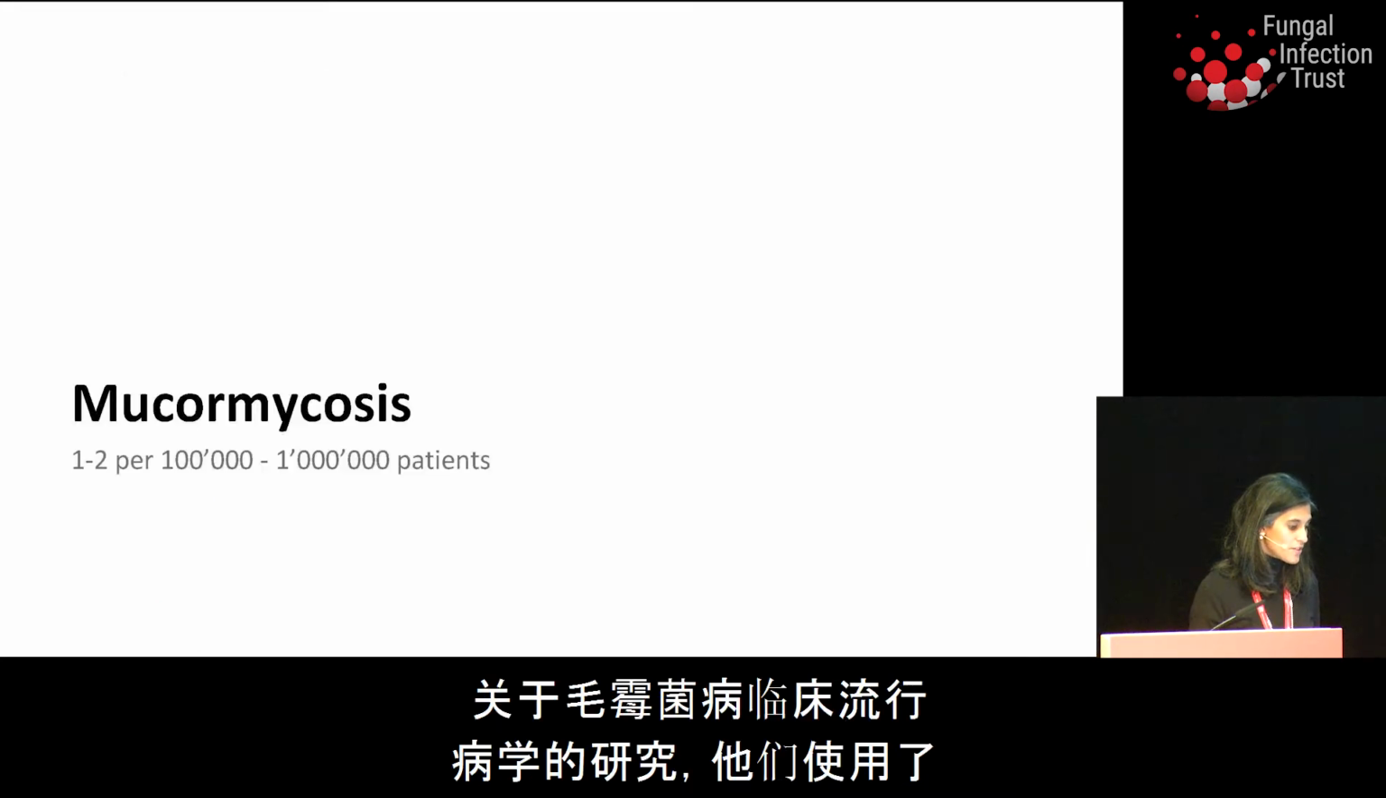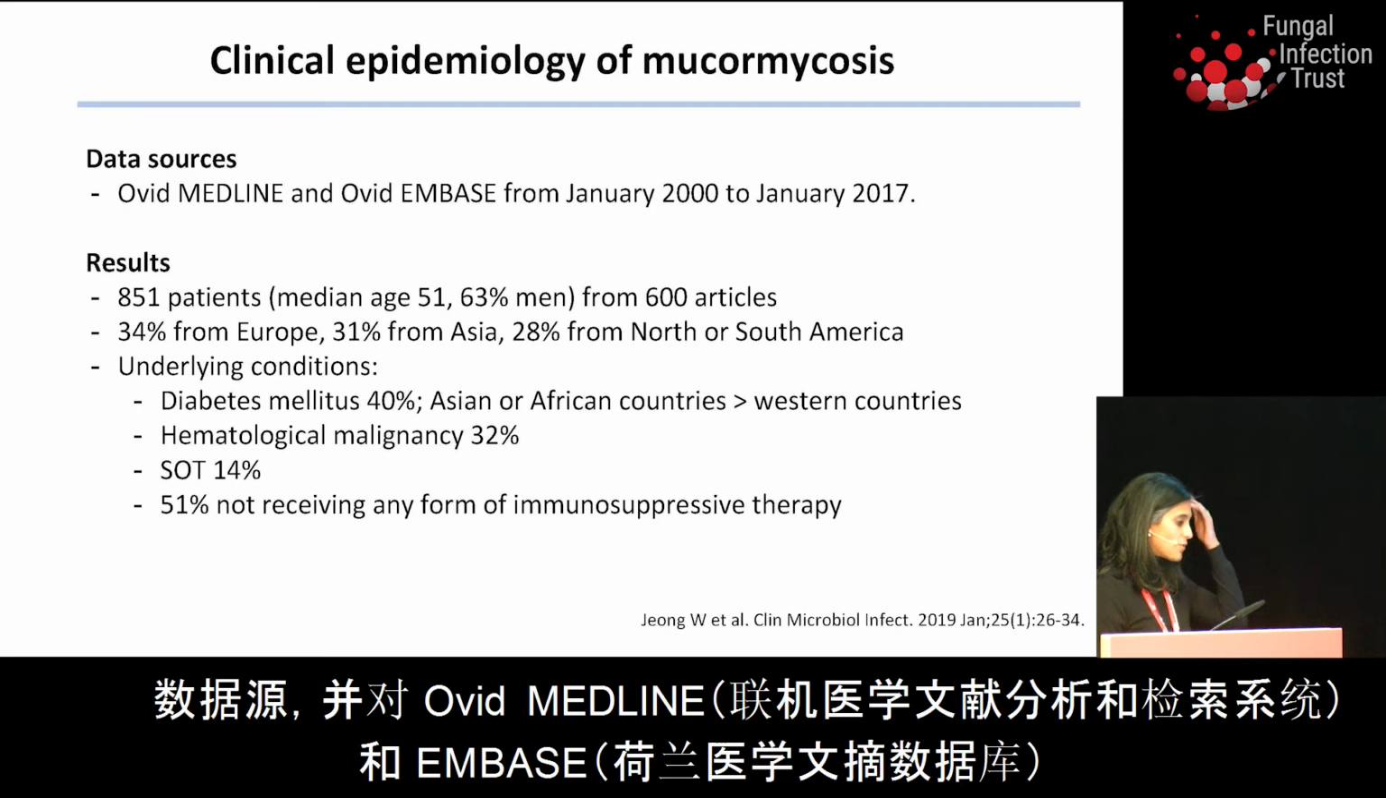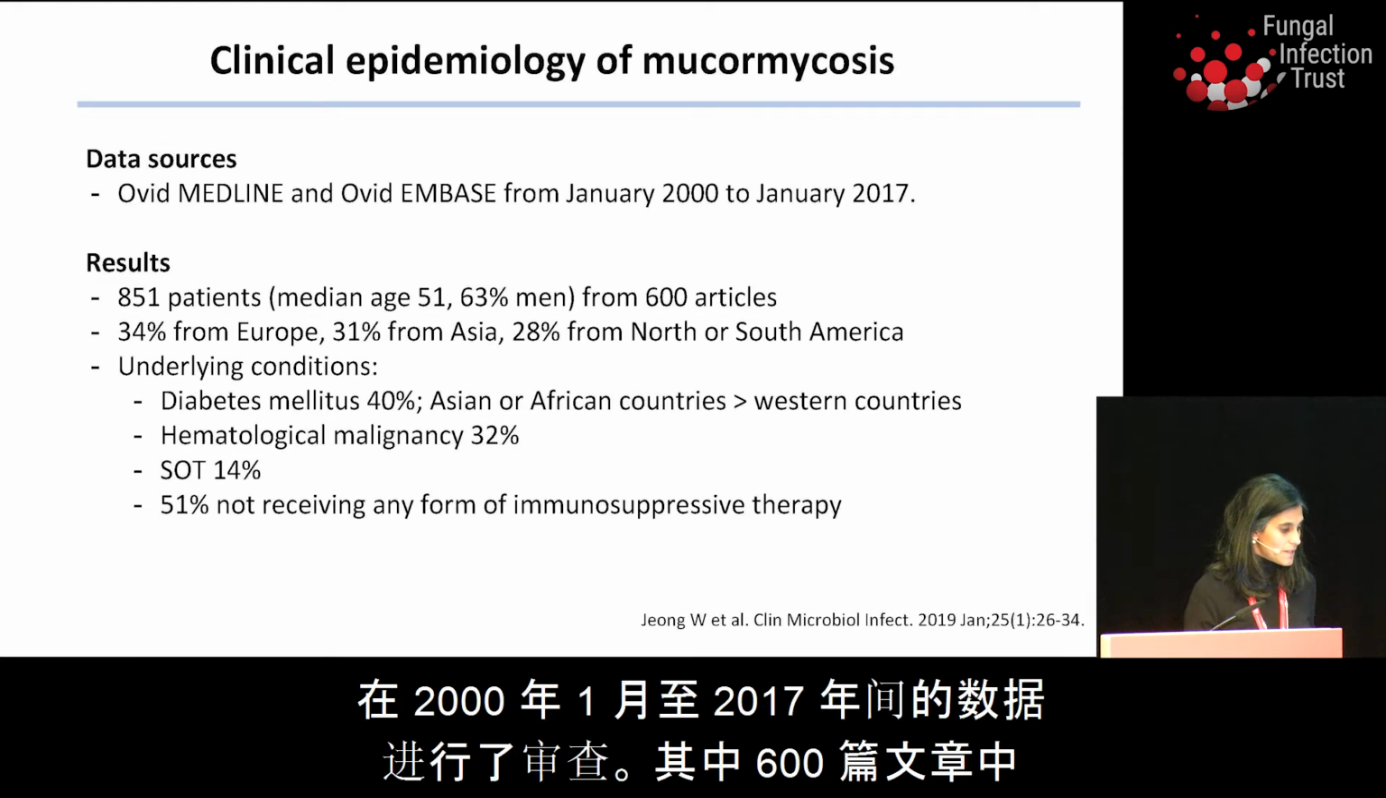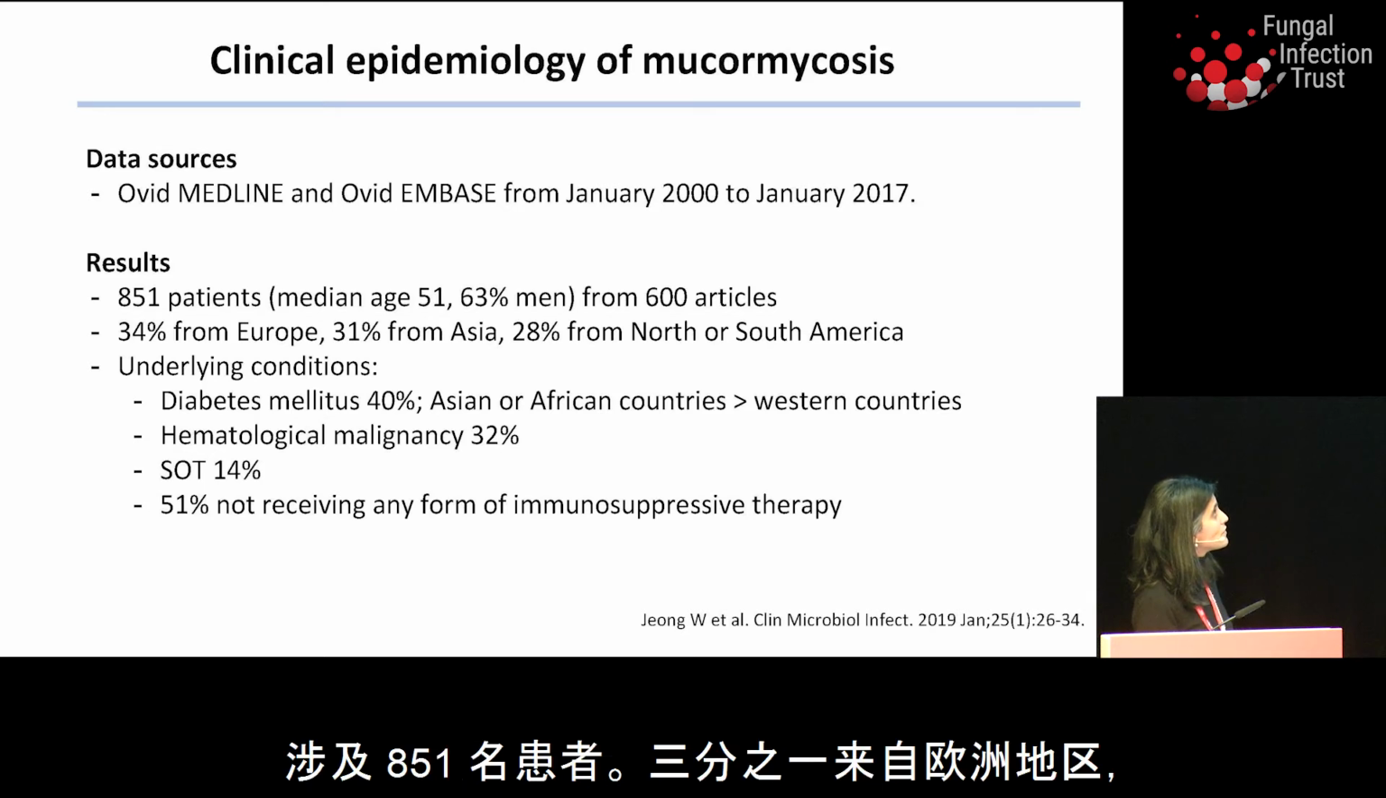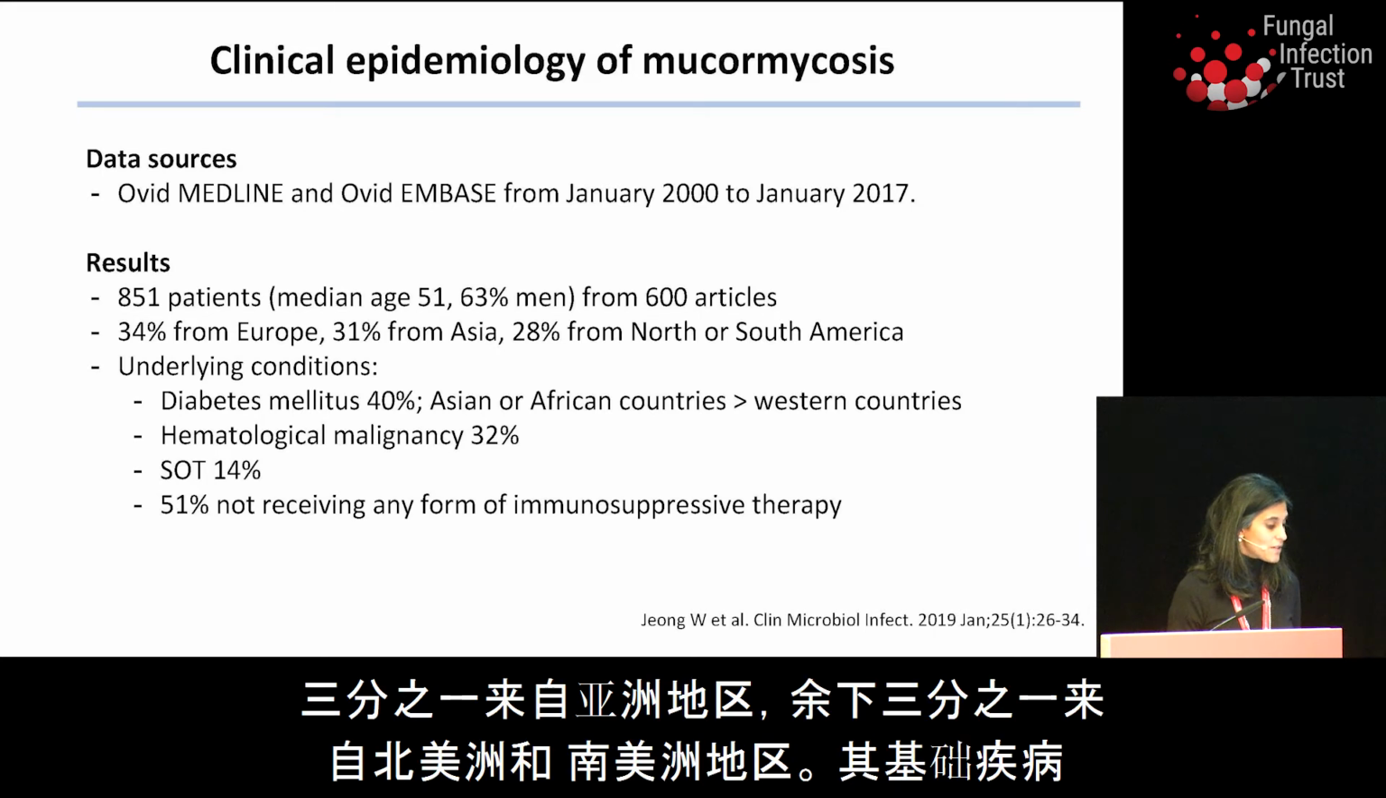So now I would like to switch to mucormycosis, and what is known from the literature is an incidence of 1 to 2 per 100,000 to 1 million patients. There has been a recent study looking at the clinical epidemiology of mucormycosis, and they did a review over Ovid Medline and Embase from January 2000 to 2017, and they included 851 patients from 600 articles. And there were about a third from Europe, a third from Asia, and a third from North and South America.